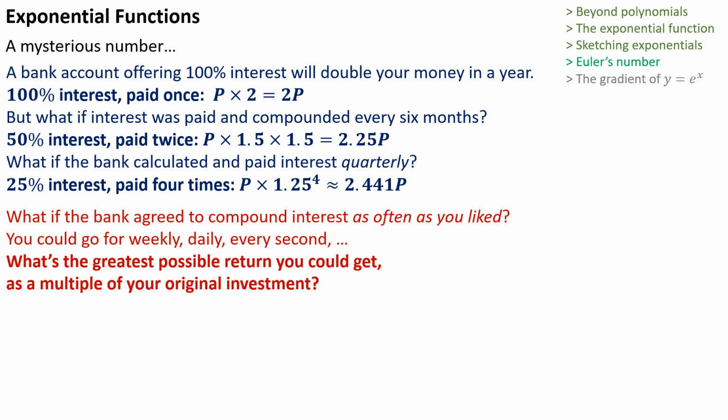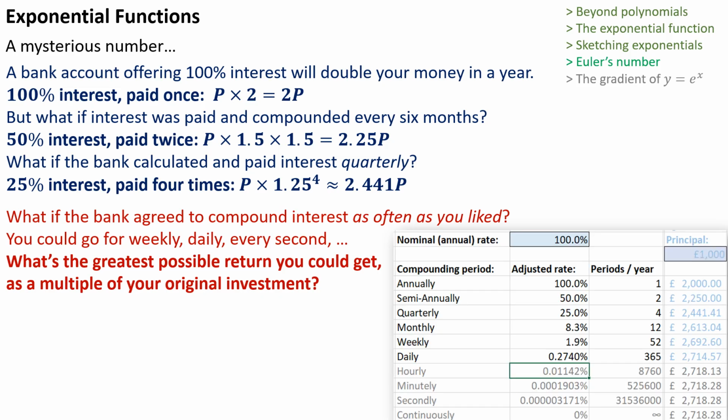All right, I've calculated this for a few different values. If your nominal interest rate is 100%, but you compound, let's say, weekly, then you end up getting a 1.9% interest applied every week. But you get to apply it 52 times, and that ends up giving you 2.6926 times whatever you start with. So if you're starting with £1,000, you get nearly £2,700. But if you're not content with weekly, you go with daily, you can end up with a little bit more than 2,700.